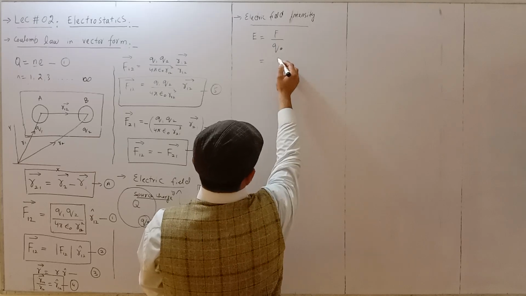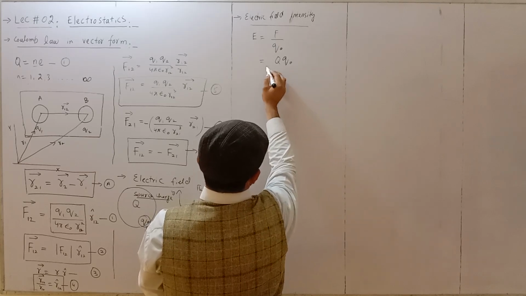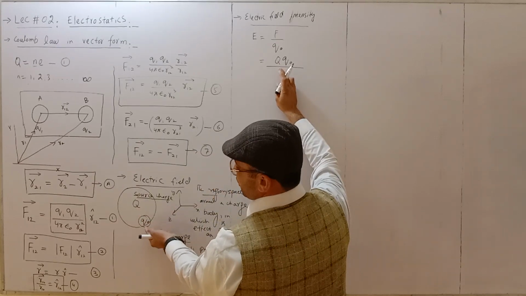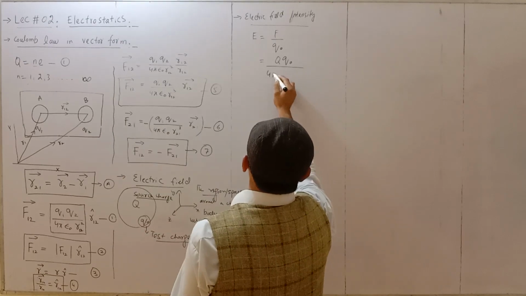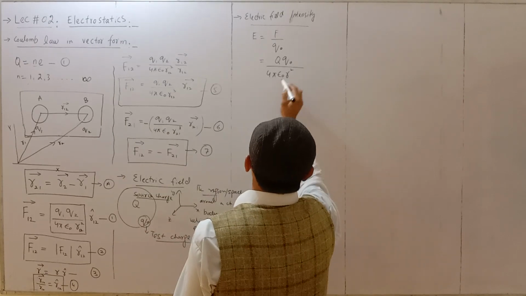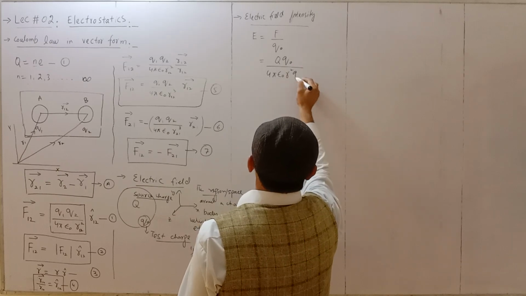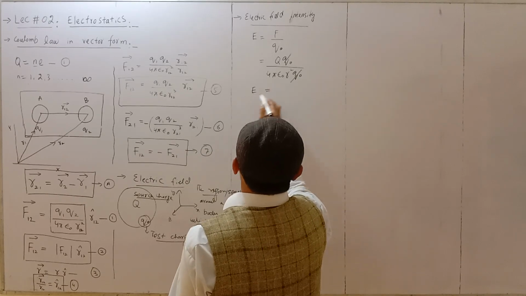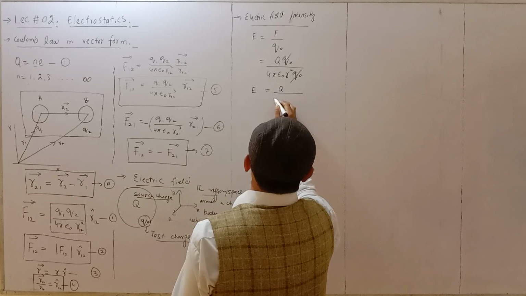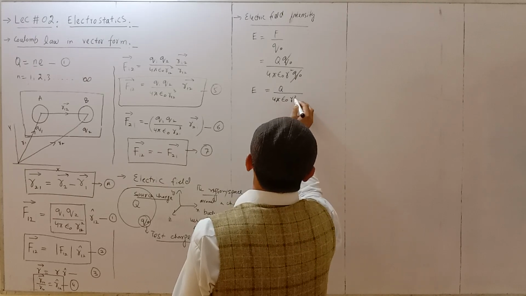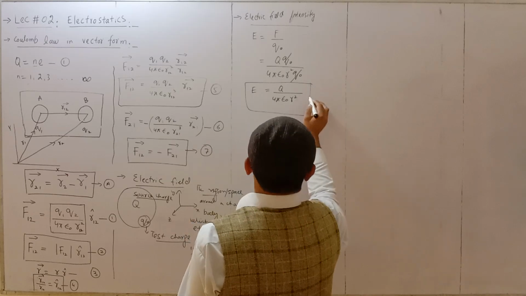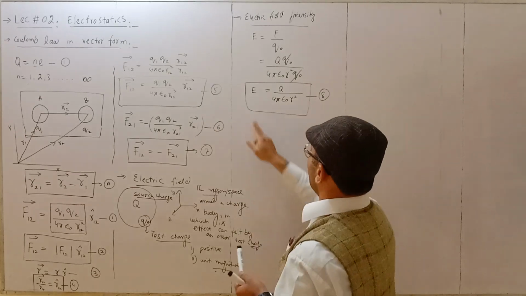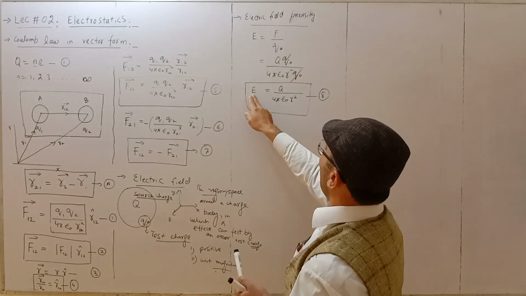We know the force is equal to q1, which I place as capital Q, and q2 as q naught, meaning the test charge, divided by 4 pi epsilon naught r squared. The q naught in the numerator and denominator cancel each other, and I obtain E is equal to Q by 4 pi epsilon naught r squared.